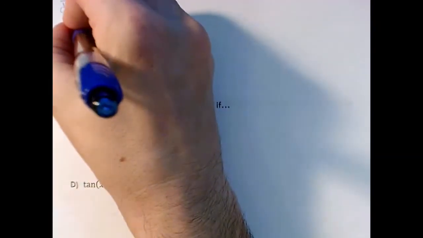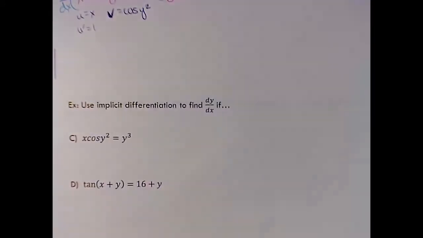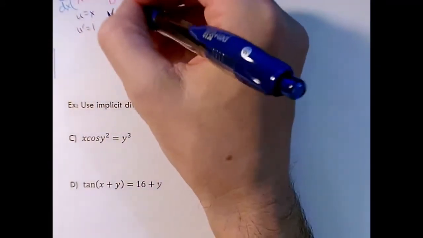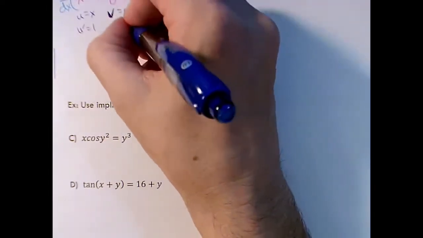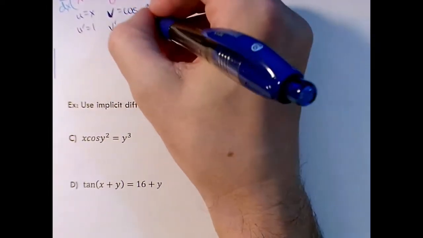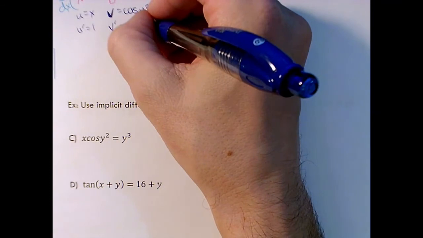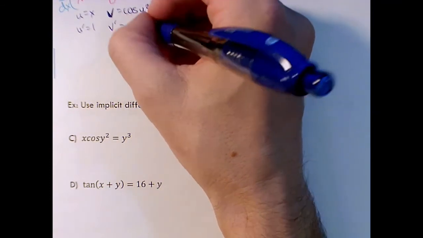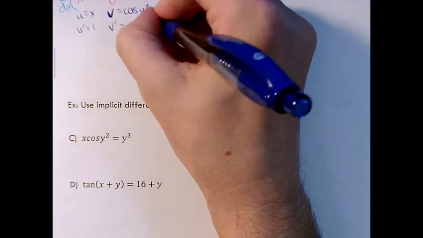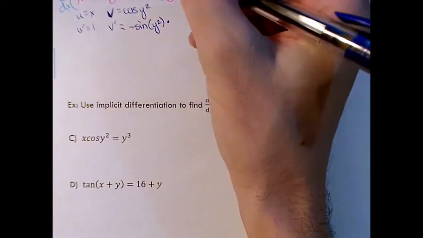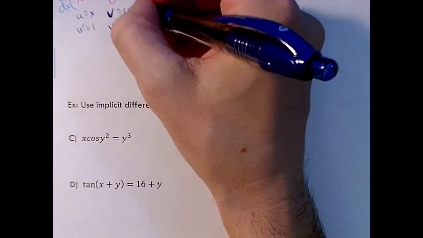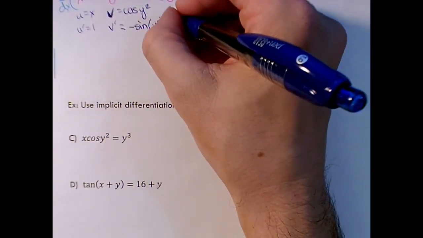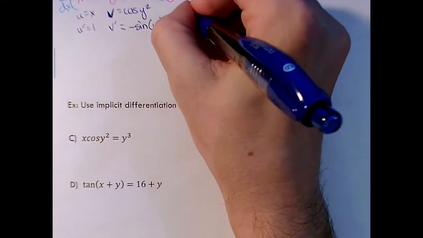u prime is 1. v prime is going to be chain rule. Take the derivative of the outside, which is negative sine, keep the inside, so y squared, but multiply the whole thing by the derivative of the inside. What's the inside? y squared. What's the derivative of y squared with respect to x? 2y dy/dx.